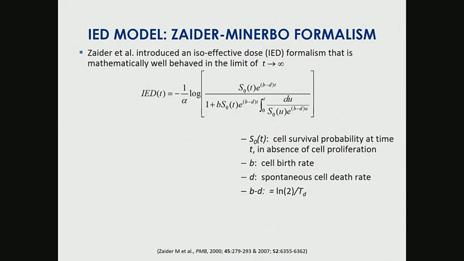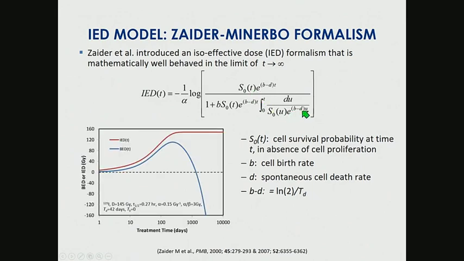birth and death processes. And when the linear quadratic model is used for the cell survival, it can be shown this IED model is well behaved at the time limit, when time goes to infinity. And as you can see on this graph, it appears that the magnitude of the IED calculated is always larger than the BED calculated at the effective treatment time. Now one can argue if you use this as a relative index, it probably doesn't matter.